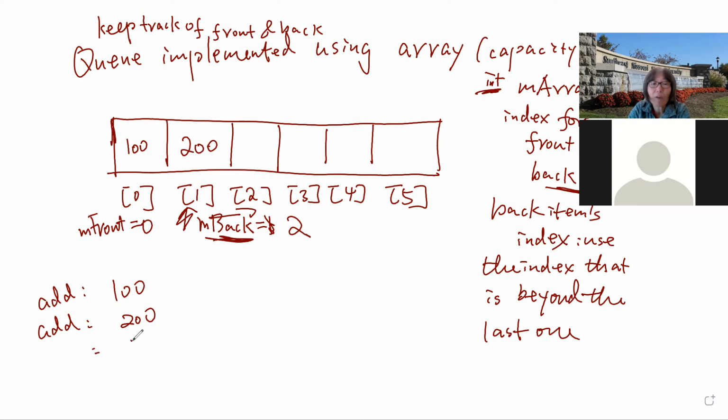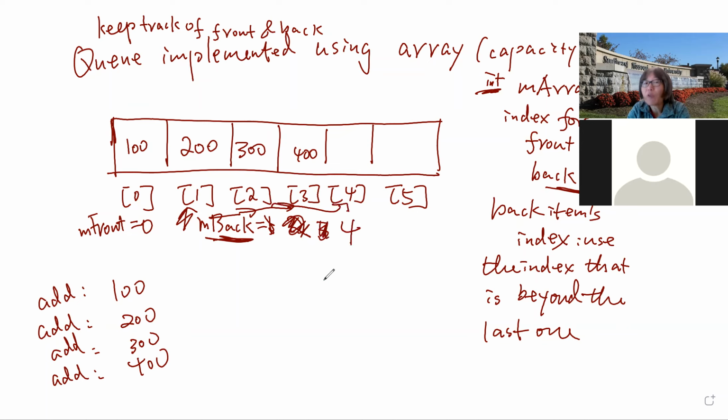Then we add 300. Front won't be changed, and the back index is going to be changed to 3. Then we add 400. The front index won't be changed, but the back index is going to be changed to 4. Same thing, we add 500. The front index won't change, and the back index needs to be changed to 5.